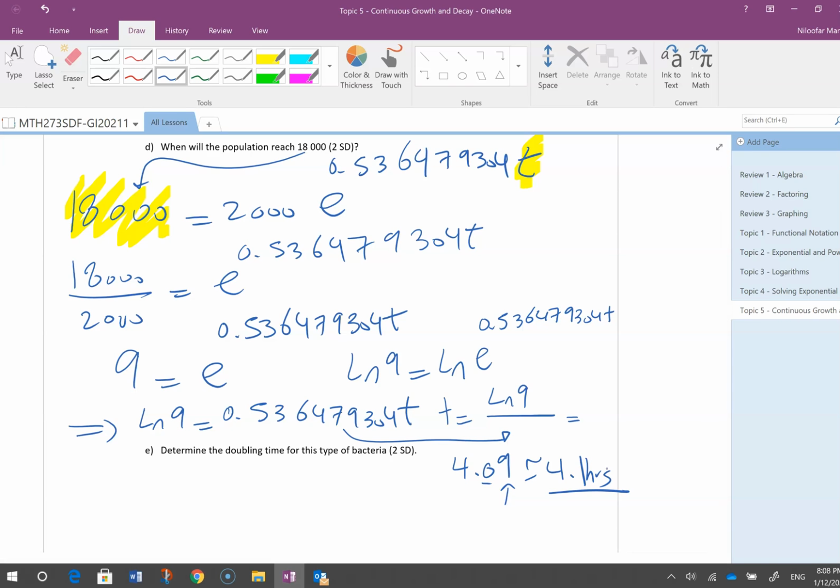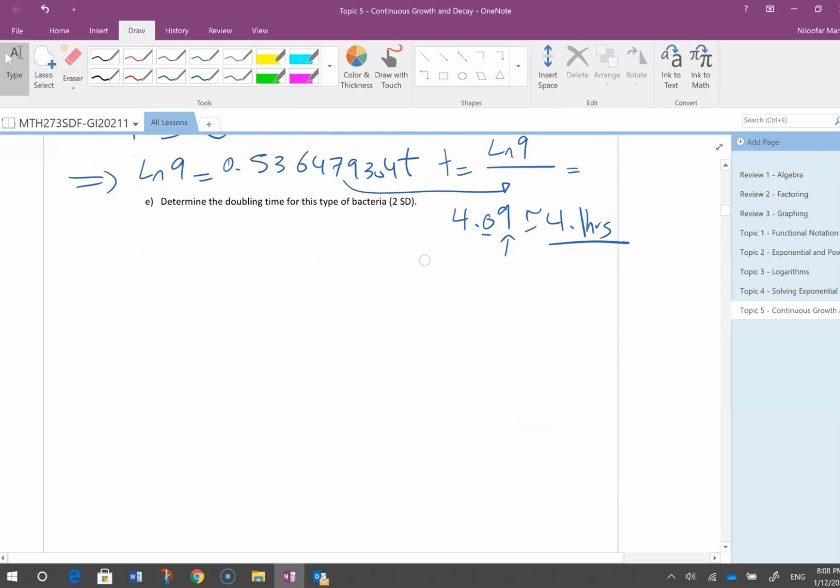Now determine the doubling time. What does doubling time mean? Doubling time means the time when the number of bacteria is double. That's the definition. So what should I do? It means how many minutes, or how many hours, or how much time.